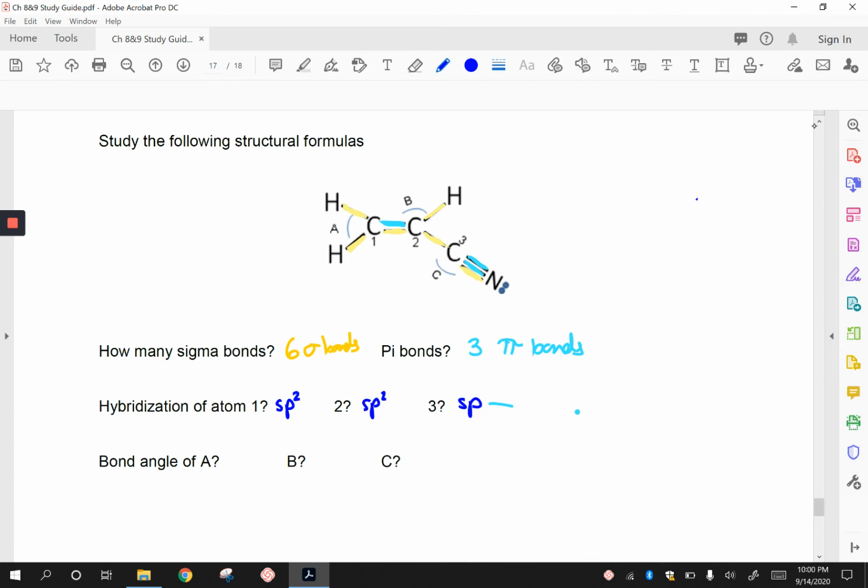Bond angle A. So again, this carbon has 3 areas of electrons, and so that bond angle would be 120 degrees. How about B? So you look at that carbon, 3 areas of electrons, so 120 degrees. So angles in hybridization, you always base that on how many areas of electrons are around your central atom. Don't let the picture fool you. Sometimes they'll draw them with different angles. Don't worry about the picture. You go with the number of areas of electrons. Okay, how about C? So this carbon has 2 areas of electrons, so the bond angle would be 180 degrees.